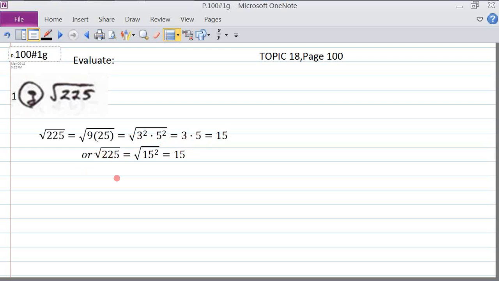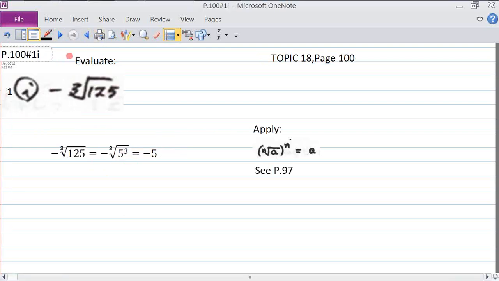Now, if you happen to realize that 225 is 15 squared, then the square root of 15 squared is 15. So either way, you can get 15 as the answer. Realize that it's either 15 squared or break it down into two simpler numbers that are perfect squares.